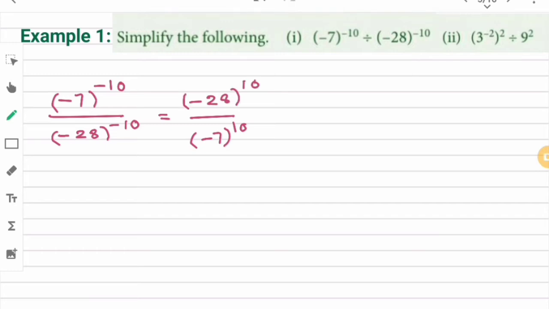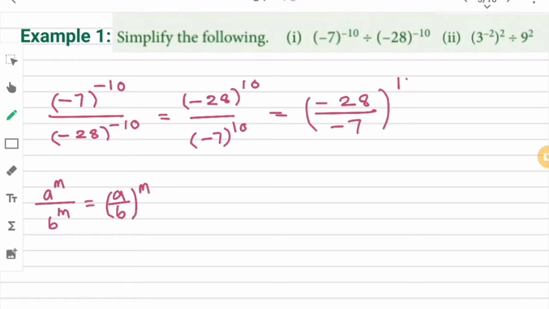Now here the base is 28, here the base is 7. They do not have the same base, right? But we have the same power. So shall I take it as a common power? I'll write here the law a^m by b^m is equal to (a by b)^m. In that way, I'm going to write it as (-28 by -7)^10.